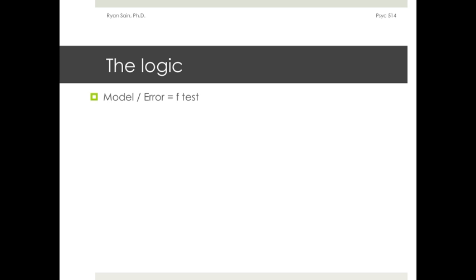In other words, what we think the differences are between groups, i.e. the model, divided by the error, i.e. the within group steps, and that gives us our f, right? So our f is the Fisher statistic, so Fisher's f-test, which is an ANOVA, right?